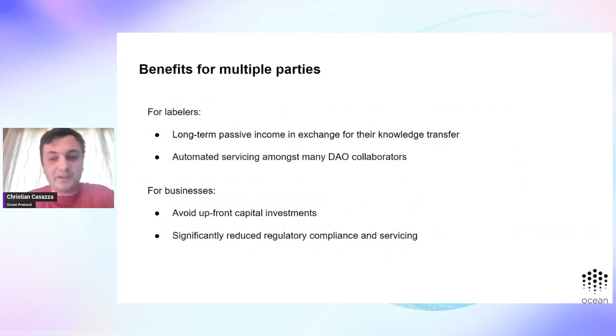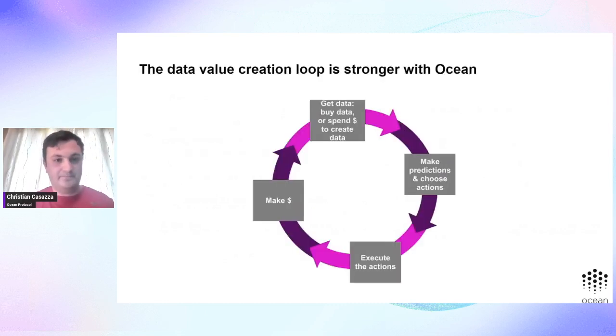For businesses, this is very big because they'll be able to avoid upfront capital investments in order to pay for their data, and they can have significantly increased regulatory compliance and servicing by having proof of where they got their data from. And so with this, you start to have a really cool data value creation loop, where people that create the data can take part in the upside and earn additional profits, which can then go back to making better models, which creates more data, which then goes back to the original creators, creating a sustainable loop.